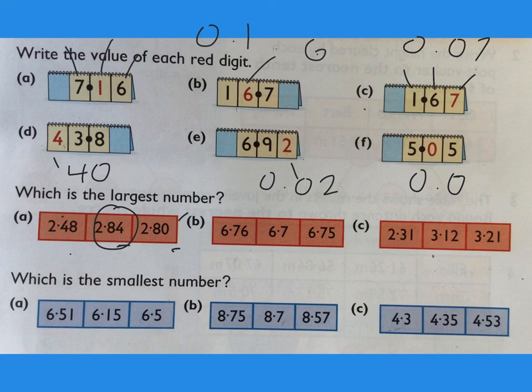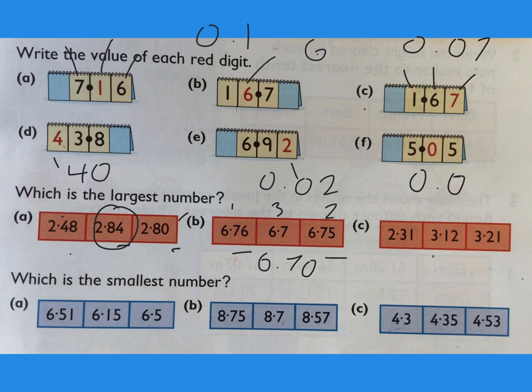Okay, so if we look at B, sometimes it's easier to convert these numbers. Okay, so you have 6.76, and you know that 76 is bigger than 75. But what does the 7 represent? Well, the 6.7 is exactly the same as 6.70. Okay, 6.70. So first is that's the largest, 6.76. This would be next, 6.75, and this would be the smallest.